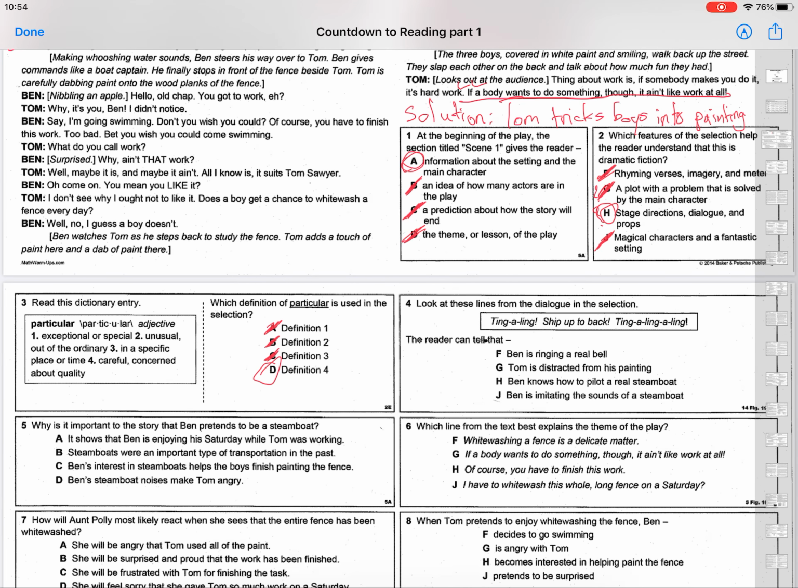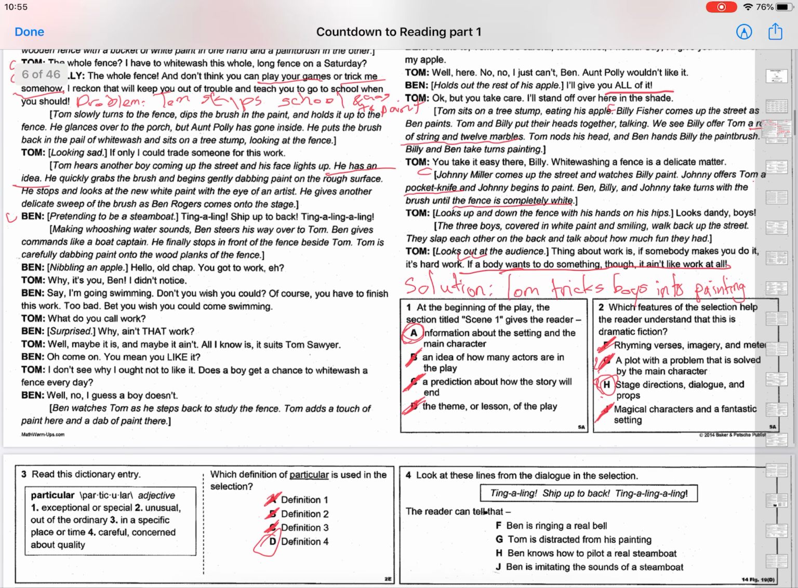Look at these lines from the dialogue in the selection. Ting-a-ling, ship up. Ting-a-ling, ship up. Ting-a-ling-a-ling. The reader can tell: F, Ben is ringing a real bell. G, Tom is distracted from his painting. H, Ben knows how to pilot a real steamboat. J, Ben is imitating the sounds of a steamboat.